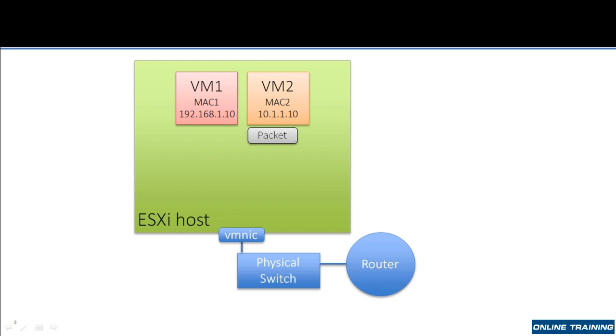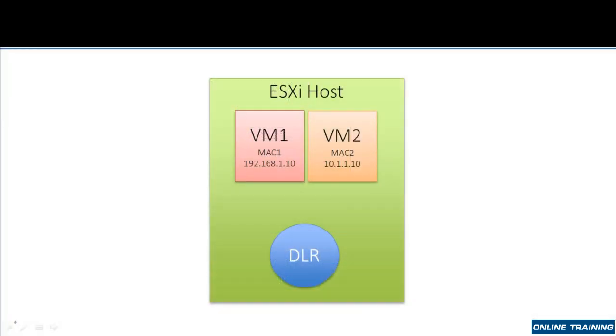Ideally, that traffic would never have to leave the ESXi host. That's where the distributed logical router comes in. The DLR is a little router kernel module that's installed right into ESXi. It sits right on your ESXi host as a hypervisor kernel module. And if you ever hear that term, it just simply means this is baked right into ESXi.